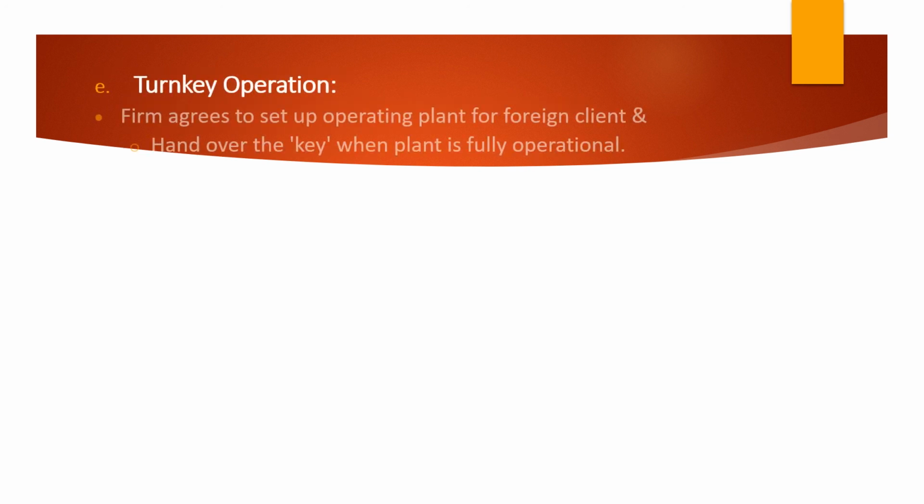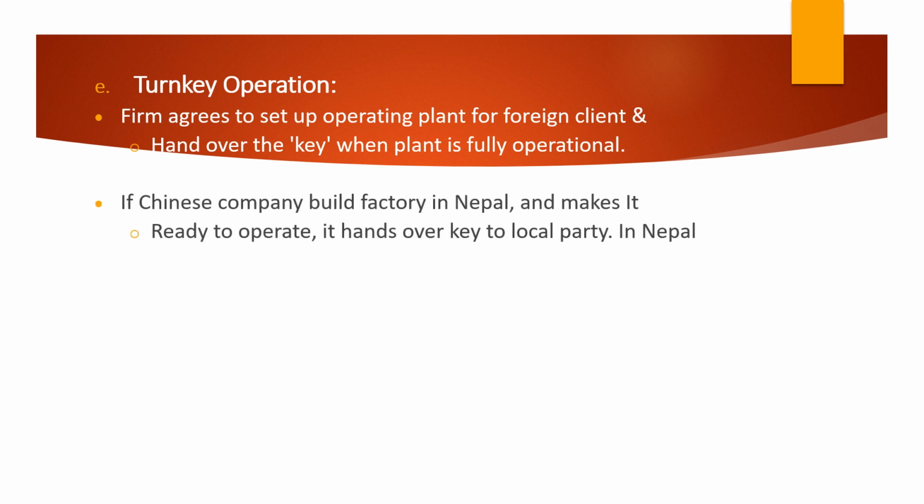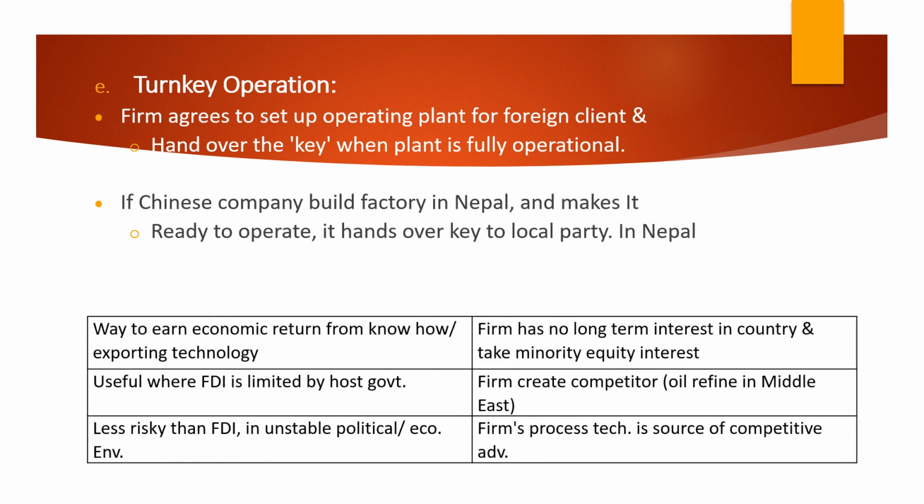Next is turnkey operation. A firm agrees to set up an operating plant for a foreign client. They hand over the key when the plant is fully operational. If a Chinese company builds a factory in Nepal and makes it ready to operate, it hands over the key to the local party in Nepal. So there are advantages and disadvantages.